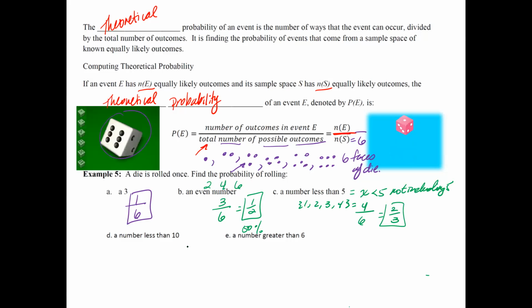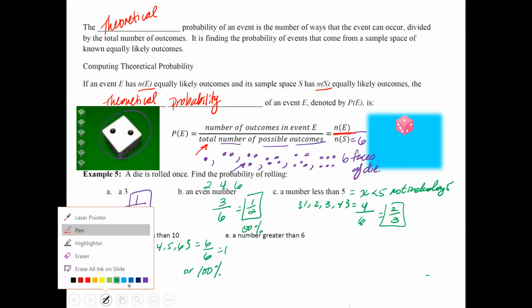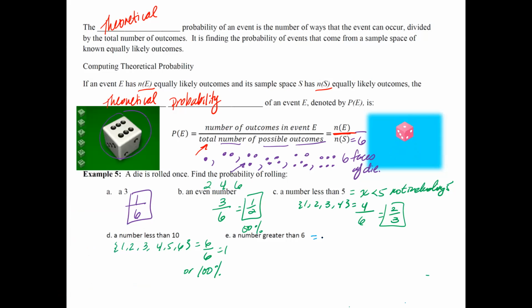And D, a number less than 10. Well, all the numbers on the face of a die are going to be less than 10. So that will be 6 over 6, which is 1, or what's the probability in percentages? 100%. When you roll a die, it will be at least 1, 2, 3, 4, 5, 6. A number greater than 6: since the face of a die stops at 6, that's 0 out of 6, or just 0, or 0%. There's absolutely no chance you're going to roll a die that's going to end up with a 7.